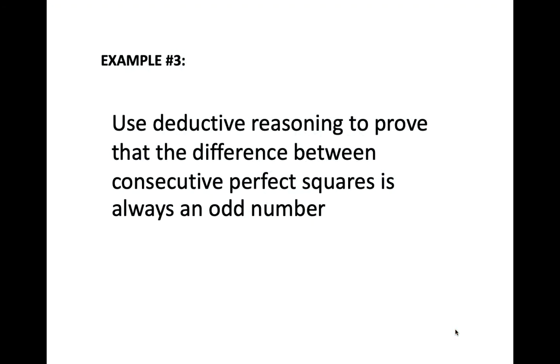Let's try it again. Let's use deductive reasoning to prove that the difference between consecutive perfect squares is always an odd number. One thing you want to look at as you're writing this down is that these are meant to be consecutive numbers, and we're going to take their squares and find the difference. So I need to set it up so I start with consecutive numbers.